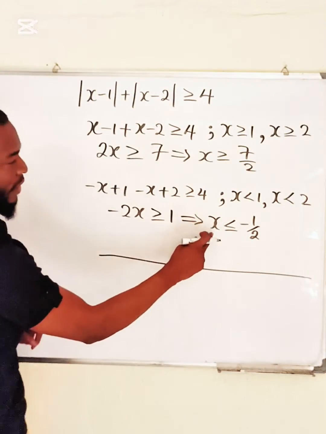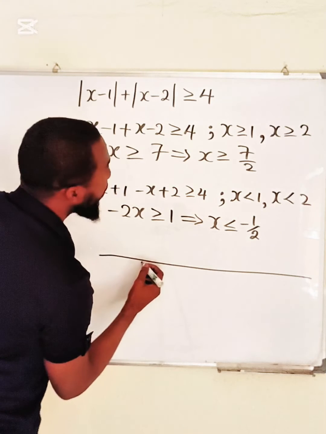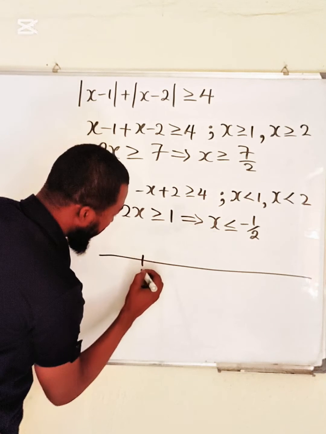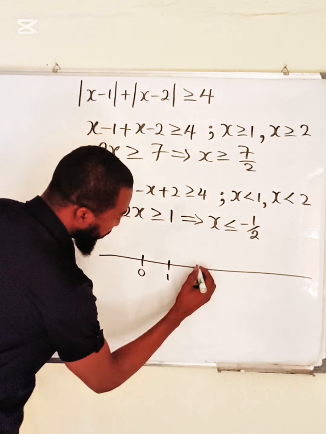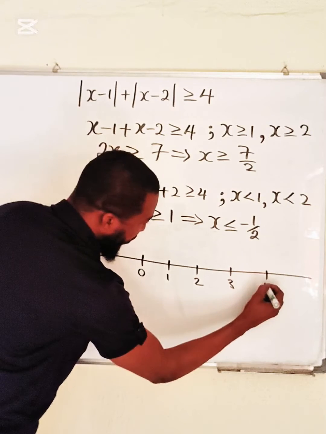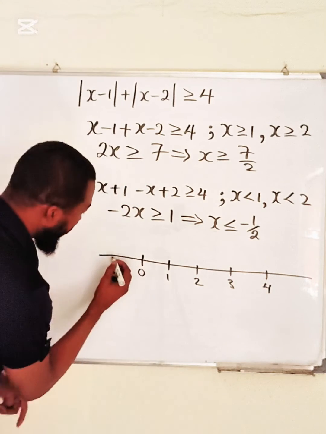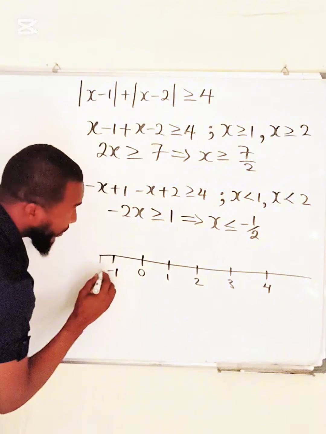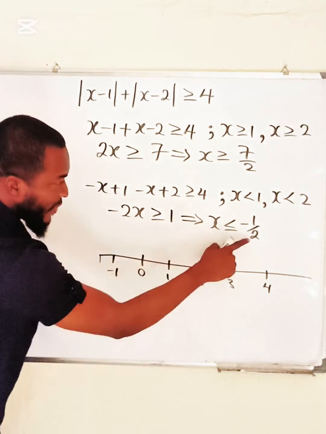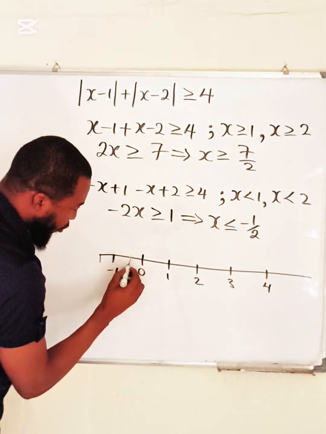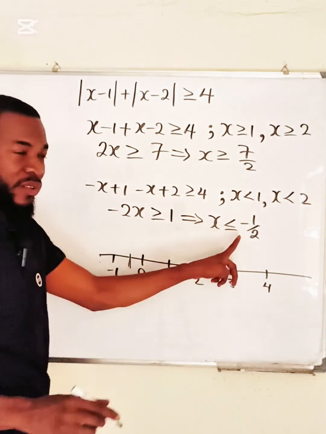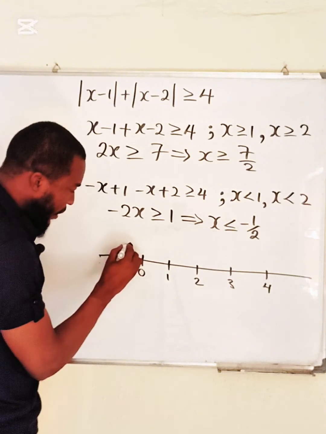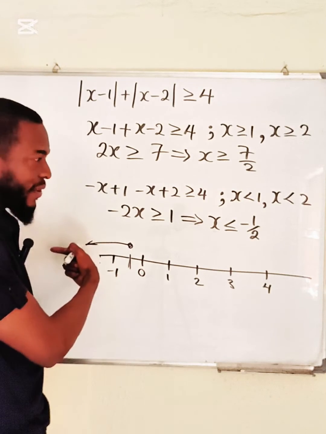But let me start from this one. So assuming I have, let me use 0 here. 1, 2, 3, 4. All right, let me start with this one. We have negative 1 here, but negative 1.5. Okay, this is even negative 0.5 situated somewhere here. So if I should consider this one, it will be from here way to negative infinity, right?